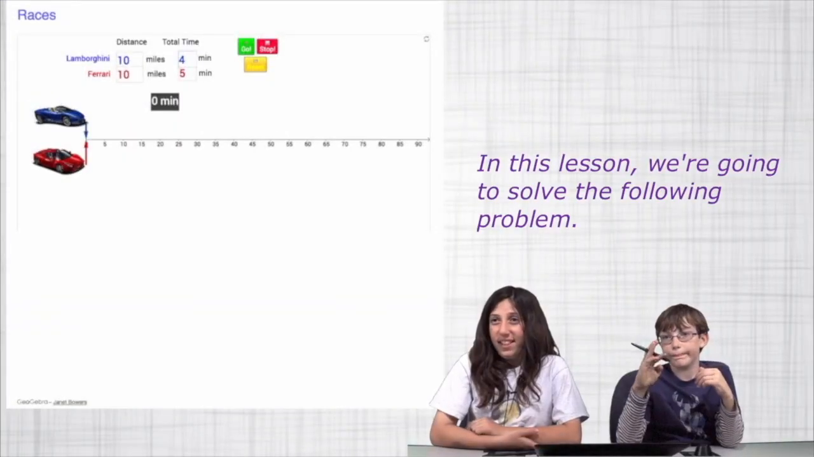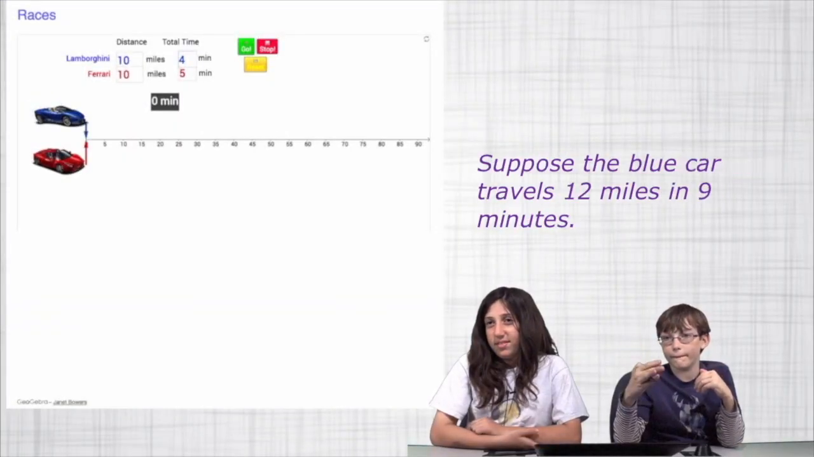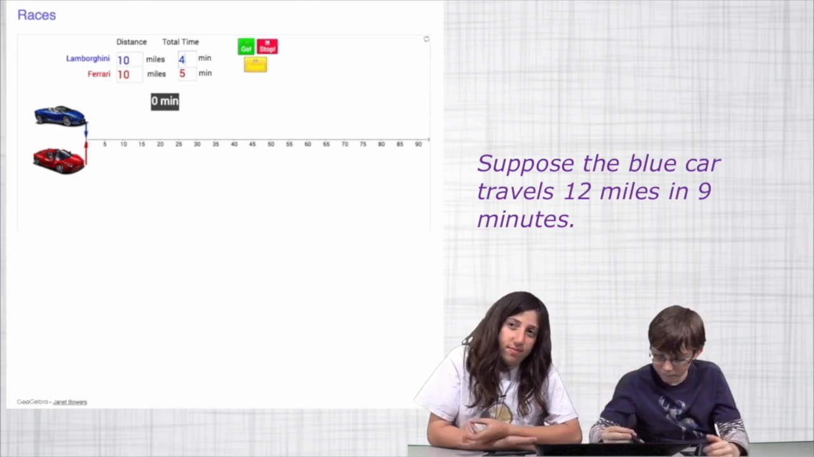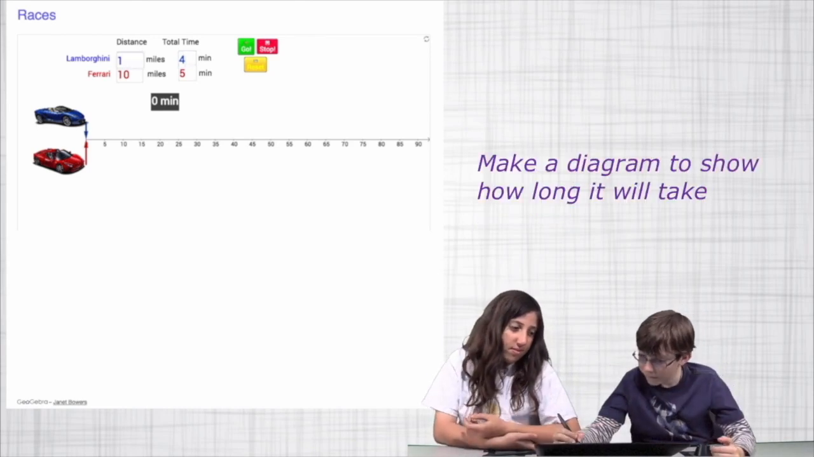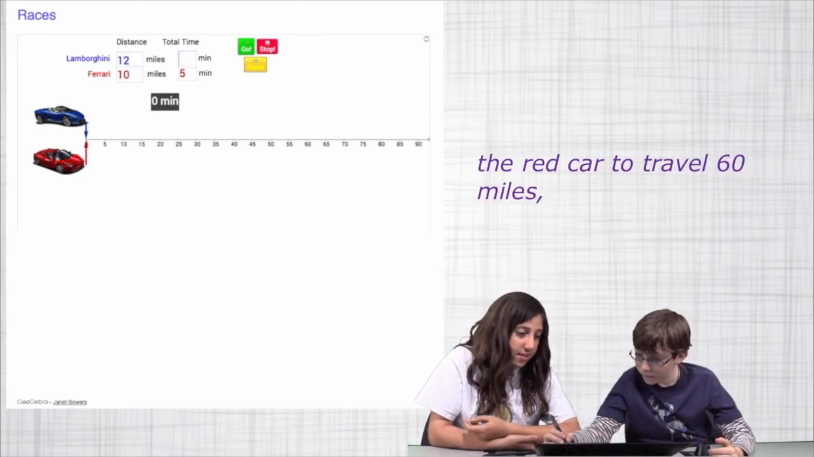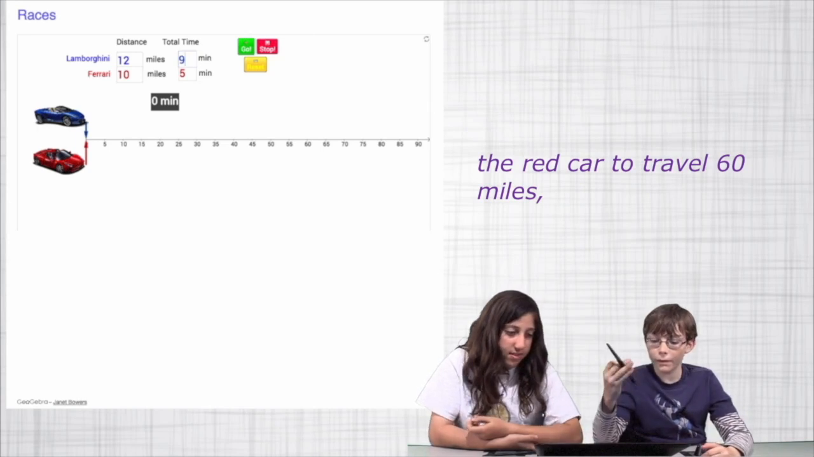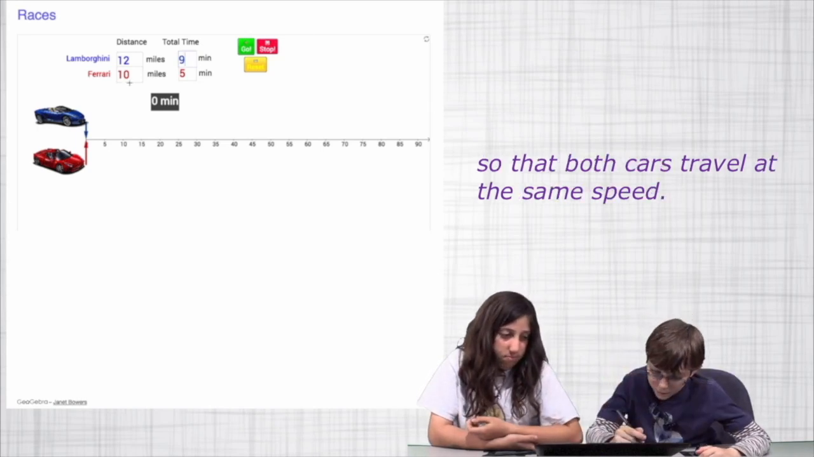In this lesson, we're going to solve the following problem. Suppose the blue car travels 12 miles in 9 minutes. Make a diagram to show how long it will take the red car to travel 60 miles so that both cars travel at the same speed.